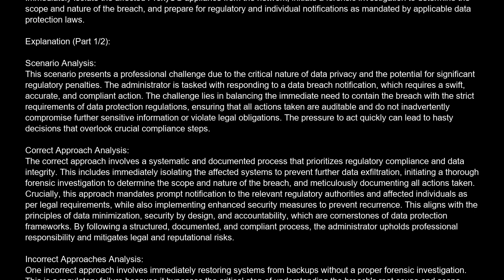This aligns with the principles of data minimization, security by design, and accountability, which are cornerstones of data protection frameworks. By following a structured, documented, and compliant process, the administrator upholds professional responsibility and mitigates legal and reputational risks.